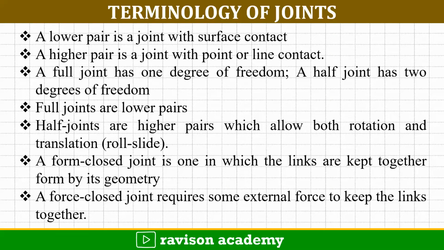The lower pair is a joint with surface contact. A higher pair is a joint with point or line contact. A full joint has 1 degree of freedom. A half joint has 2 degrees of freedom. The full joints are lower pairs. The half joints are higher pairs which allow both rotation and translation. A form closed joint is one in which the links are kept together by its geometry. A force closed joint requires some external force to keep the links in contact. These terminologies will be used in solving the problems.